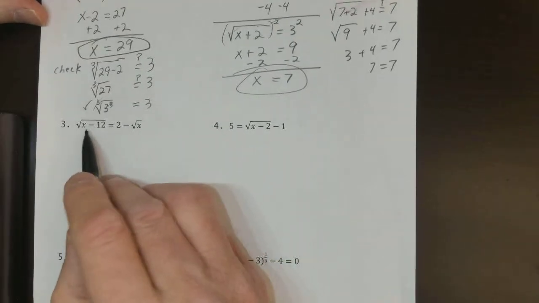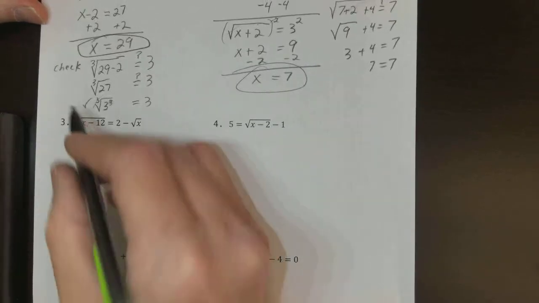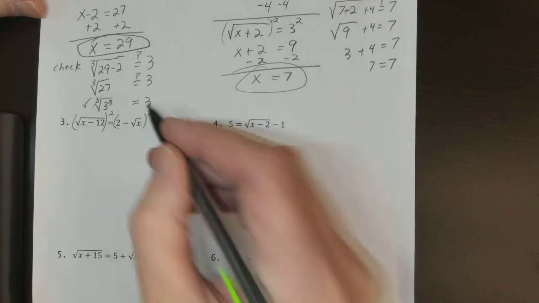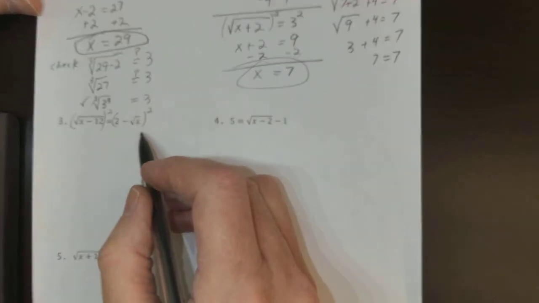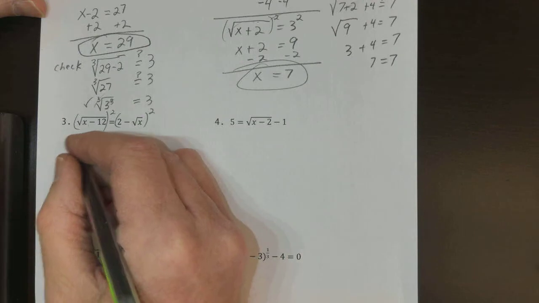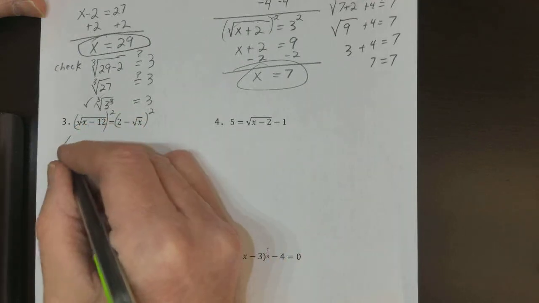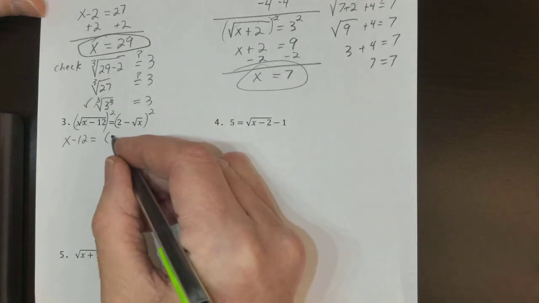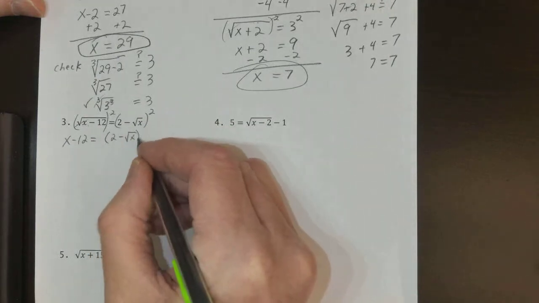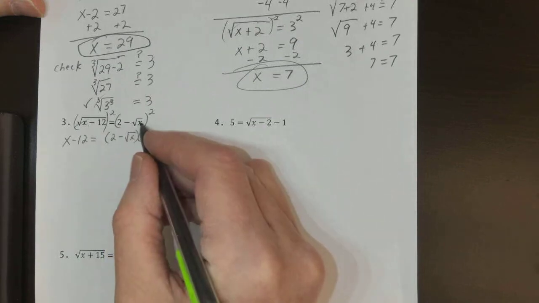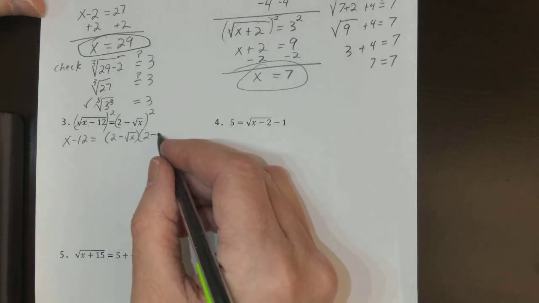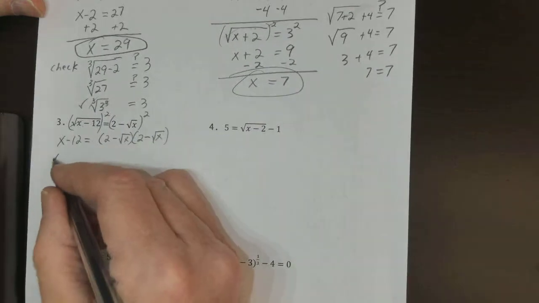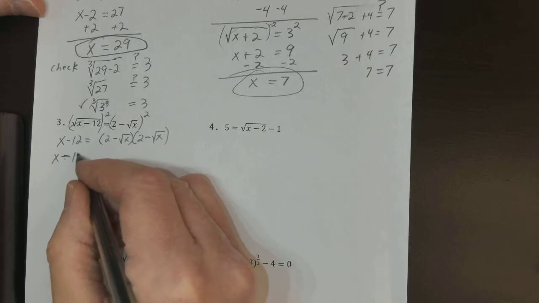Now this one, you've got square roots on both sides. This has a square root by itself, so I'm going to raise that to the second power. I'm going to raise that to the second power, that whole thing. Square root and square cancel out, and I have x minus 12. And then I'm going to just expand this like so. Instead of 2 minus the square root of x to the second power, I'm going to go 2 minus the square root of x times 2 minus the square root of x. And then this is x minus 12 here.